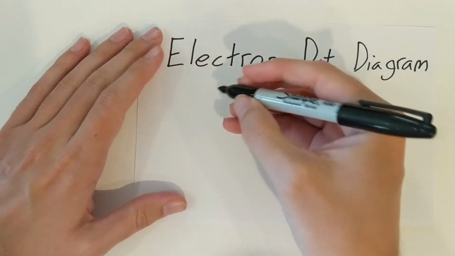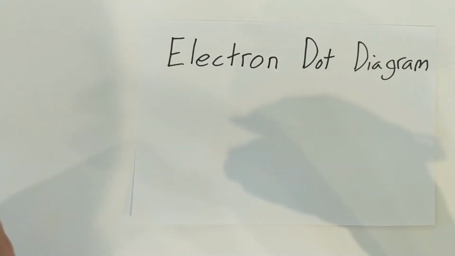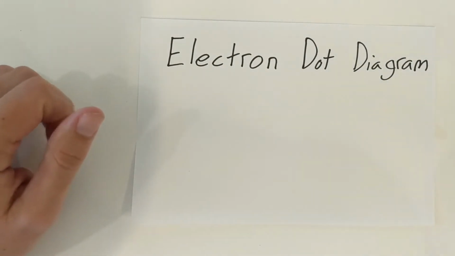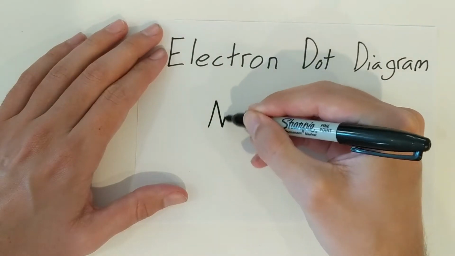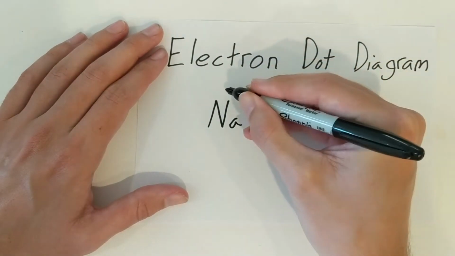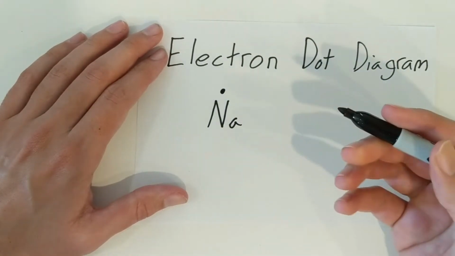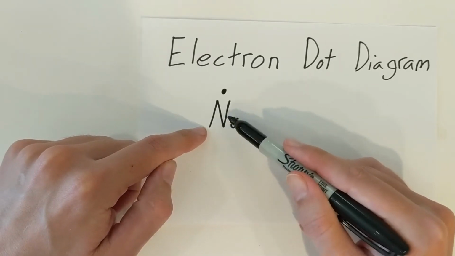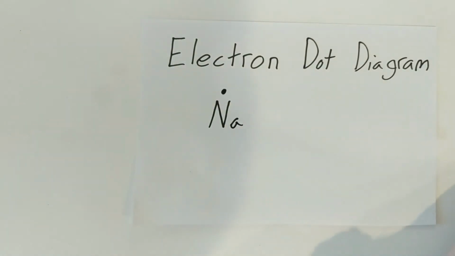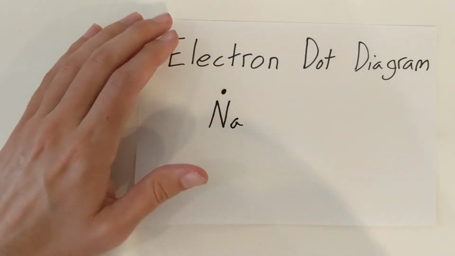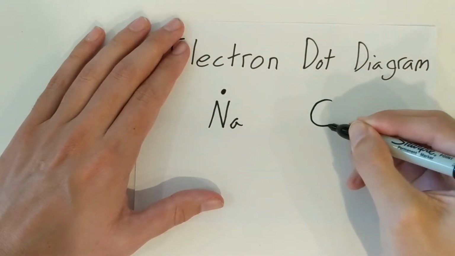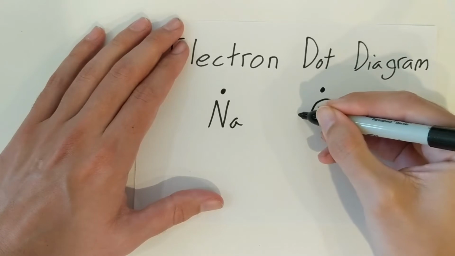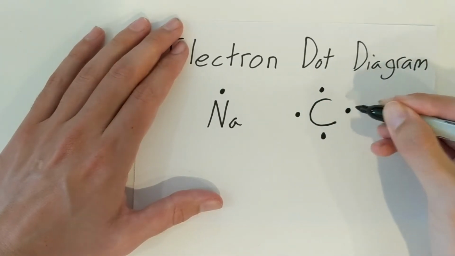He does a good job at explaining it, but what we're going to do is it just shows how many valence electrons that atom has. So I would draw the symbol, and then however many valence electrons in dots around that element. So sodium, element symbol capital Na, has one valence electron, so it'd be like that. Carbon has 4 valence electrons, so it would look like this.